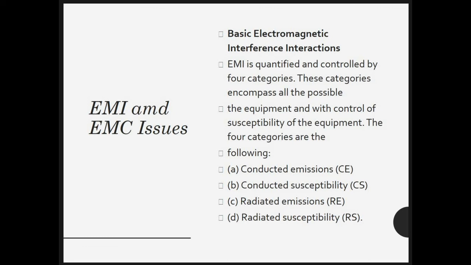Susceptibility or immunity issues, in contrast, refer to the correct operation of electrical equipment, referred to as the victim, in the presence of unplanned electromagnetic disturbance. So while working with EMI and EMC issues, we must consider the following parameters: conducted emissions, conducted susceptibility, radiated emissions, and radiated susceptibility. So in this way, we have covered this chapter, but for more details, you should refer.